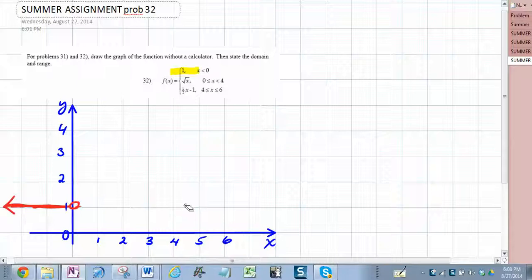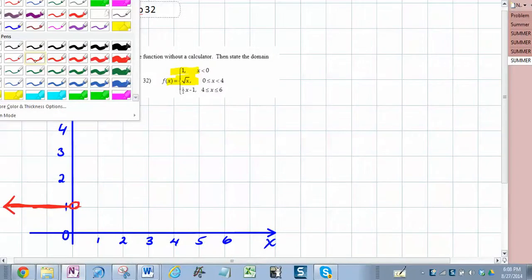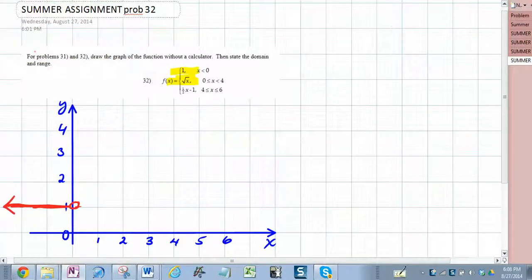Now I'm going to do the next graph as a dotted line. I'm going to graph y equals root x. That's one of the graphs that's on your cheat sheet as one of the graphs you've got to know cold this year. And let's graph that.